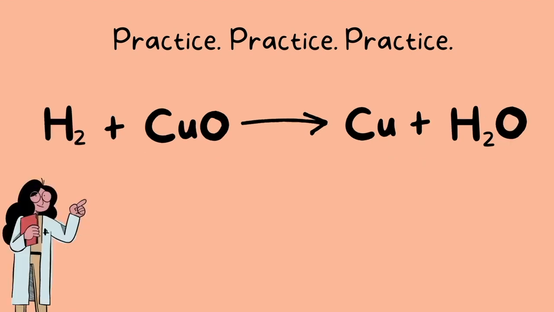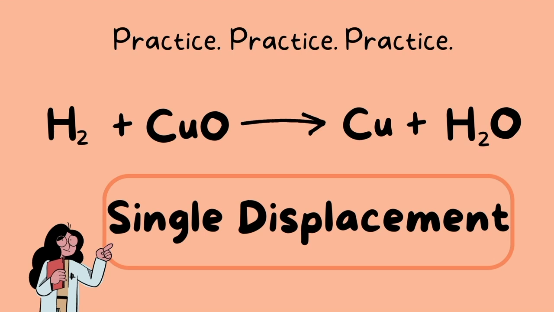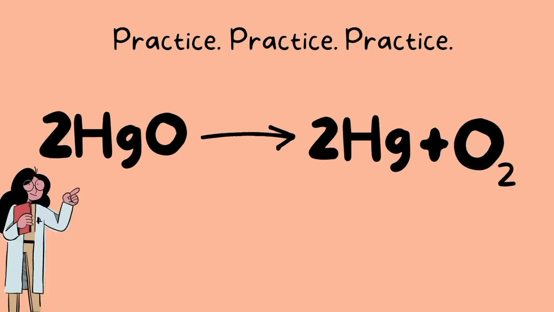Next, we have 1 element and 1 compound that yield 1 compound and 1 element. What do we notice here if we look closely? We can see that hydrogen has switched places with copper. So one switcheroo means we have a single displacement reaction. Okay, so now it's your turn. You guys are going to go ahead and try the rest on your own.